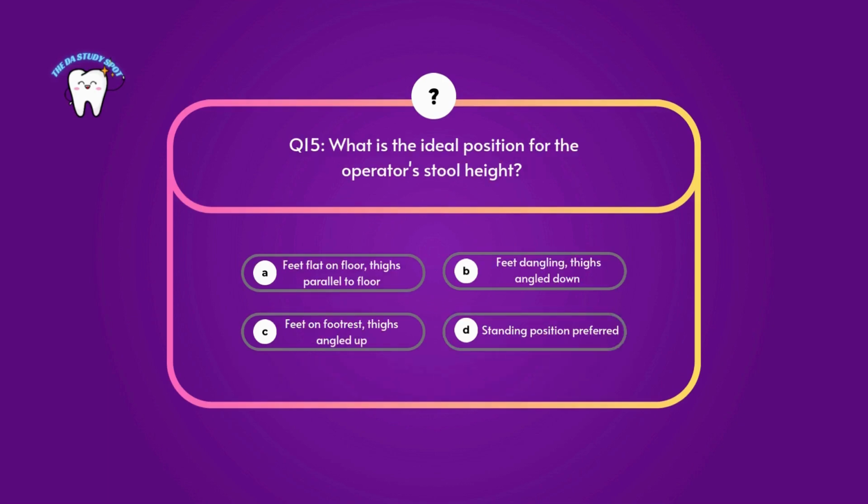Question 15. What is the ideal position for the operator's stool height? A. Feet flat on floor, thighs parallel to floor. B. Feet dangling, thighs angled down. C. Feet on footrest, thighs angled up. D. Standing position preferred.